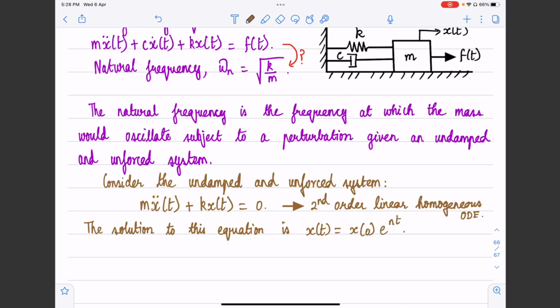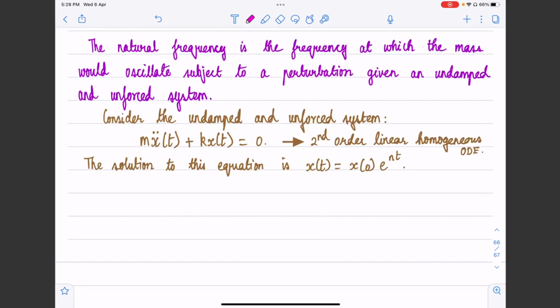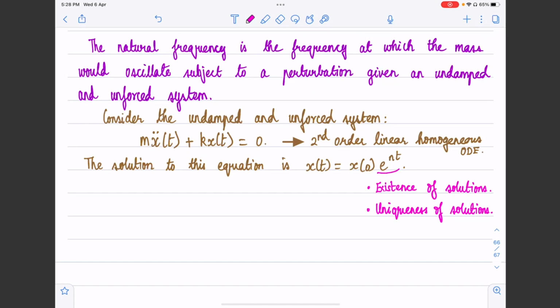Whenever we are given a mathematical equation, we are always interested in two aspects. The first question we ask is whether a solution exists. Once we determine that a solution exists, we ask whether the solution obtained is unique. For linear ordinary differential equations with constant coefficients, a solution exists, and the only solution is the exponential solution. That is why we look at solutions of the form e power nt.